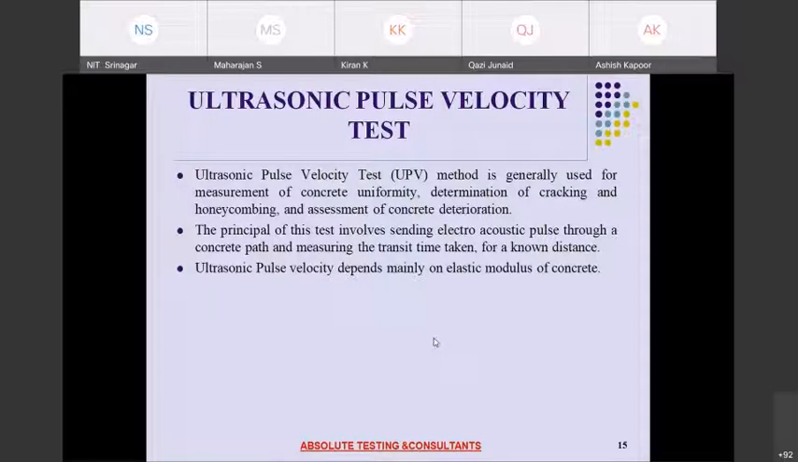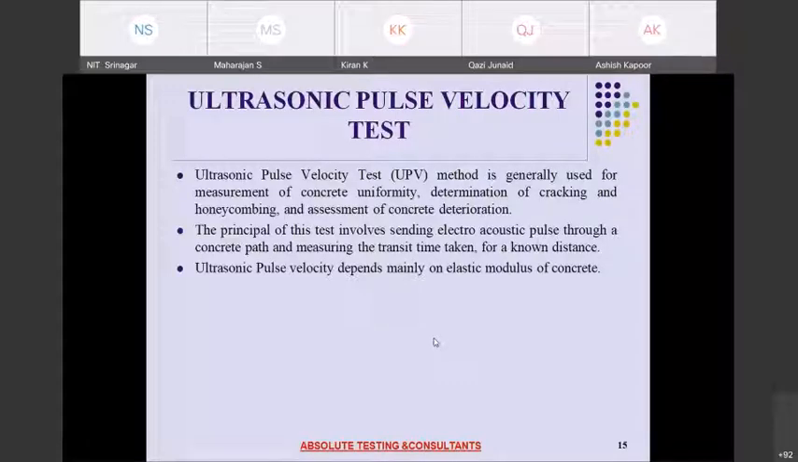As we know, wave propagation is involved here, and a wave propagates faster in a denser medium. If your concrete is well compacted, well dense, and free from any type of defects, you will get a high value. If there is a crack, you will get a low value. If there is honeycombing, you will get a low value.